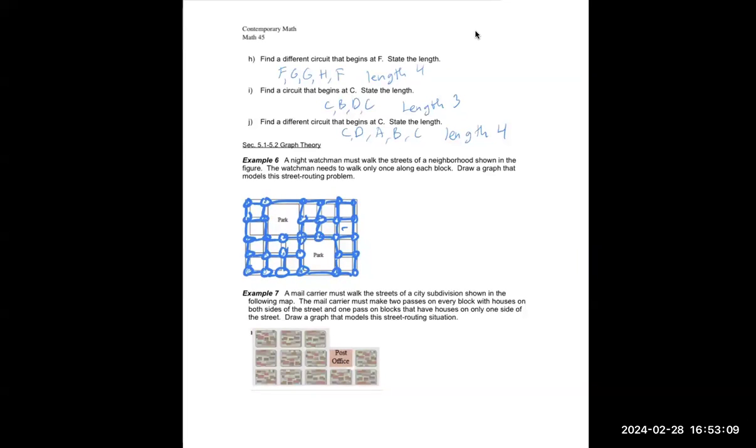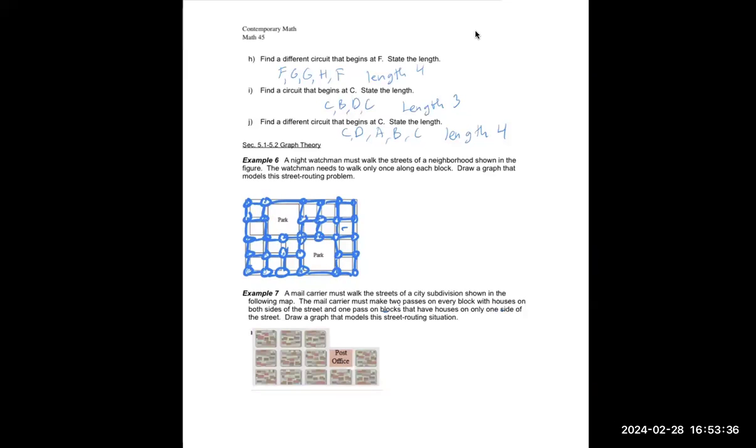So some problems are a little bit different. Let's look at this example 7. A mail carrier must walk the streets of a city subdivision shown in the following map. The mail carrier must make 2 passes on every block with houses on both sides of the street and 1 pass on the blocks that have houses on only one side of the street. Draw a graph that models this street routing problem.